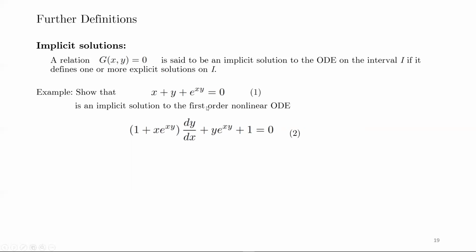And so the reason that this solution in equation 1 here has to be an implicit solution is there is no way to rearrange this equation, equation 1, to make y the subject of the formula. You cannot write y is equal to some function of x. You're always going to have these x and y intertwined here because of this exponential term, in fact.